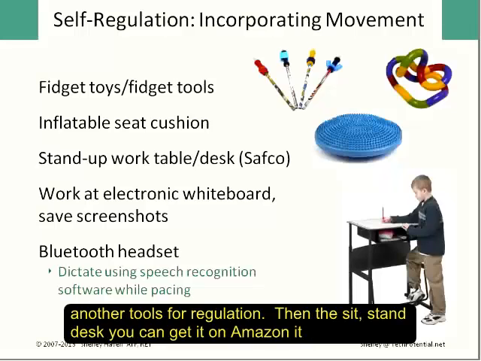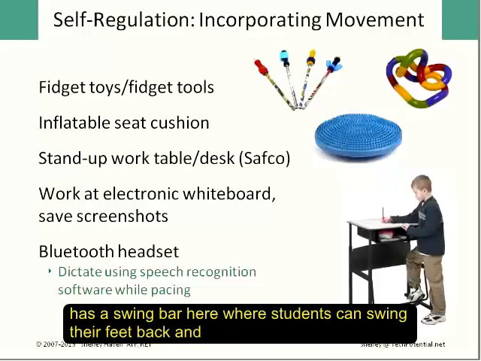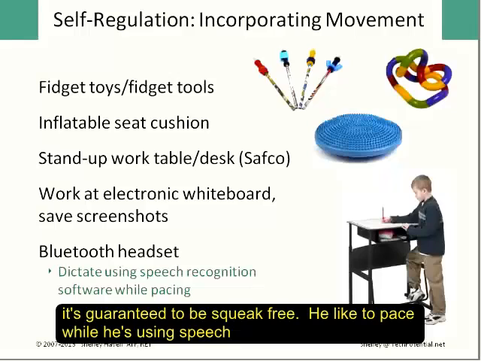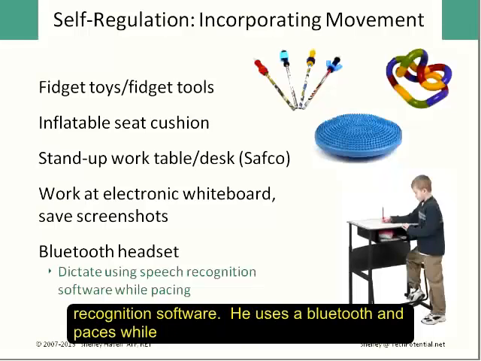The next slide here, I've just shown a number of different tools for self-regulation that incorporate movement: fidget toys, an inflatable seat cushion, a Dandy sit-stand desk from Safco. You can look that up on Amazon, actually. It has a swing bar at the bottom here where students can swing their feet back and forth as much as they want, and it's guaranteed to be squeak-free. One of my students incorporated technology in an interesting way recently. He likes to pace while he's using speech recognition software, so he uses a Bluetooth headset and paces the room while dictating using speech recognition.